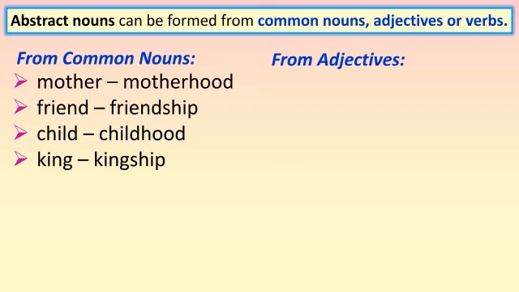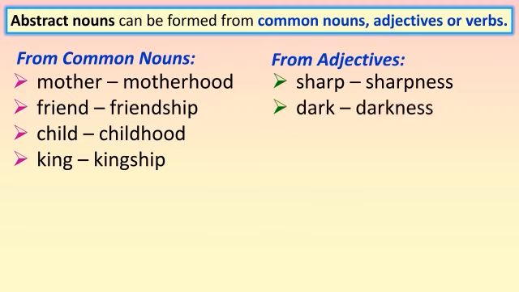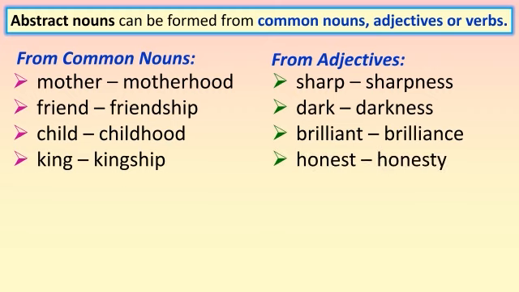Let's now see how to make abstract nouns from adjectives. Sharp, sharpness. Dark, darkness. Brilliant, brilliance. Honest, honesty. So children, here the words sharp, dark, brilliant, honest are adjectives, and we can form these adjectives into abstract nouns. So sharpness, darkness, brilliance, honesty, they are abstract nouns.